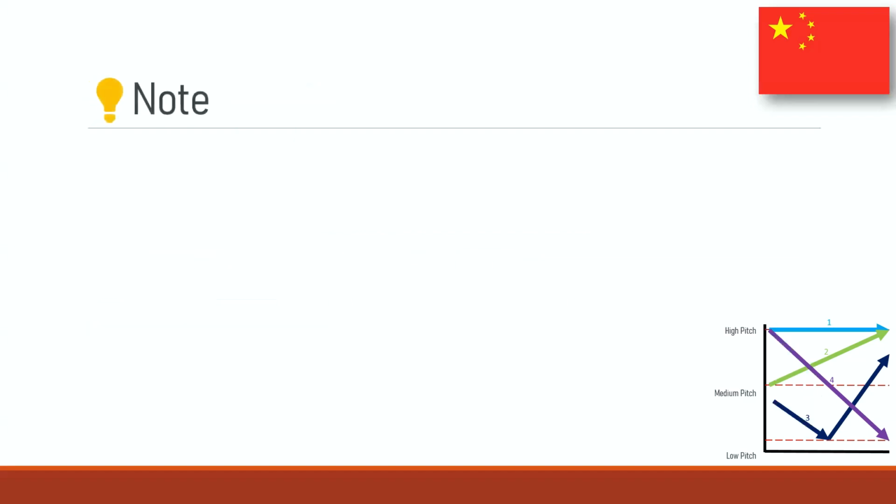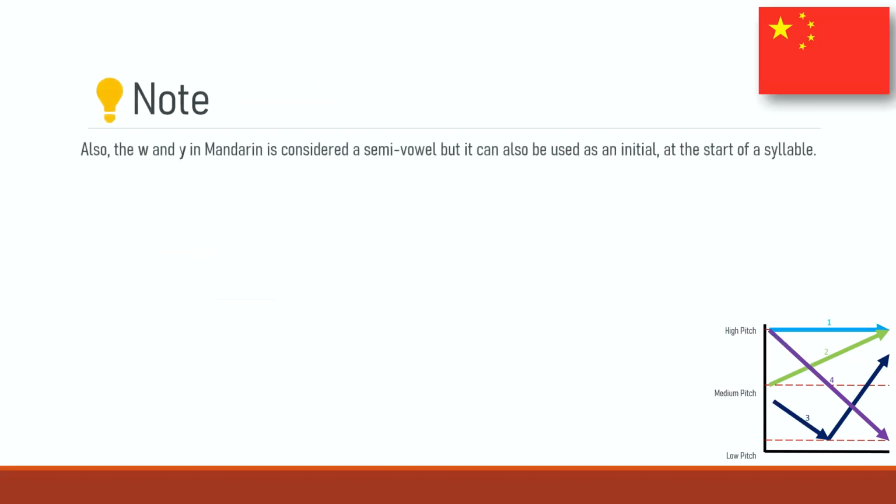So here are some notes. The W and Y in Mandarin are considered semi-vowels, but they can also be used as an initial, so they can be used at the start of a syllable. You will see more of these in my next video about the vowels of the pinyin system. To help explain these sounds better, I have used English words to demonstrate the closest English equivalent. Consonants that sound similar to those in English have been highlighted in blue.